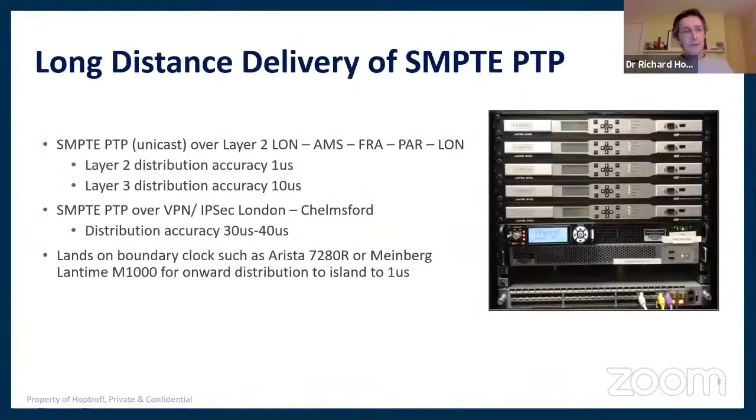So some of the tests we've done, working with Arista, we did some work early last year, delivering time. What we did is we delivered it over some of our financial networks. We sent the time Amsterdam, Frankfurt, Paris, and back to London again, and then had it land on an Arista switch, which would then regulate the time down to the 1 microsecond that the island needs.